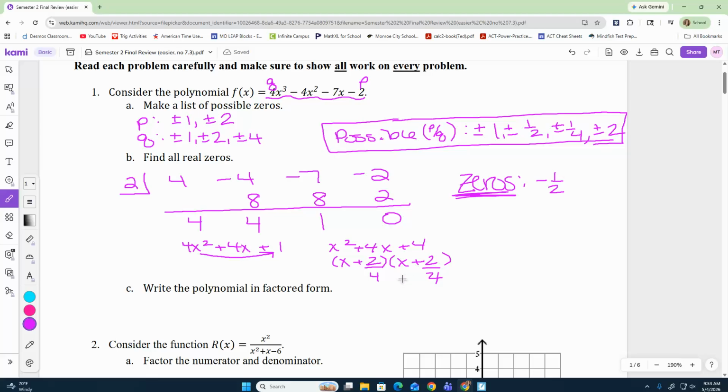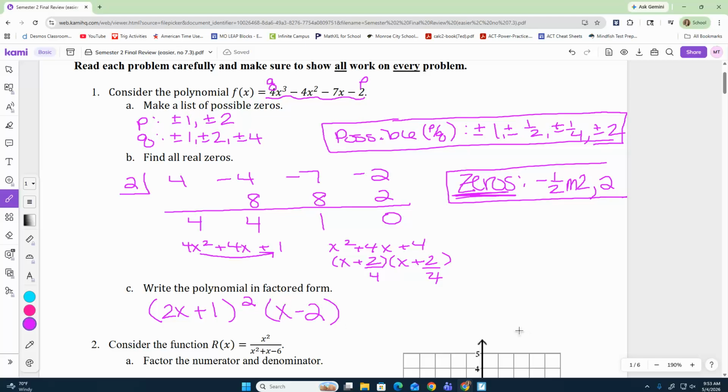How do we show that it works twice? And what was the other 0? It's x to the third, so we should have 3 zeros. We have 2 of them. What am I missing? 2. Factored form is when we still have the x's. So this would go to 2x plus 1. We have it twice, or you could just put a square. What else am I missing? Right, 2 is a 0, so my factored form has an x minus 2.